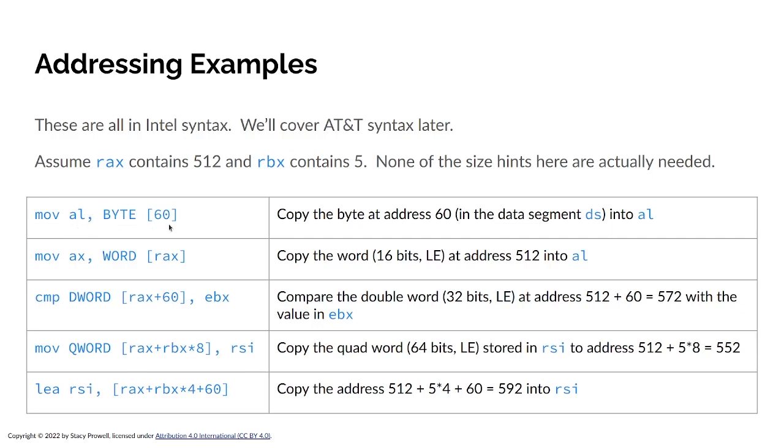But it will probably segfault because I probably don't have anything at address 60. It's not mapped into my virtual address space, and so something bad will happen. If I were in an embedded environment, this might work just fine.